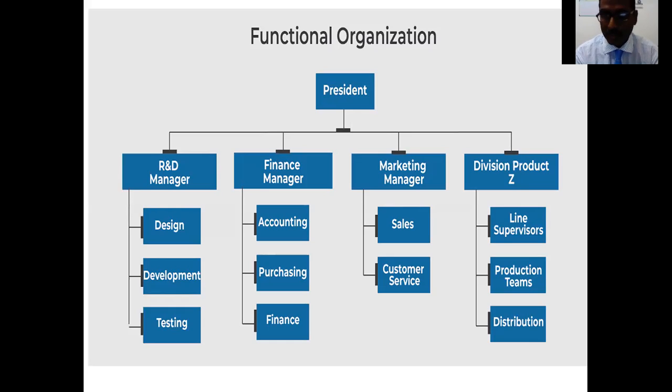And then under division product, we have line supervisors, production teams, and distribution. So all the people who are involved in the production of a product will be under the production department. So these are the specialized functional areas. They will have a manager under them, and they have a set of people who will be carrying out the specialized task.